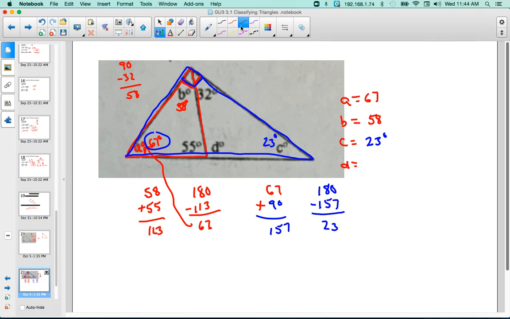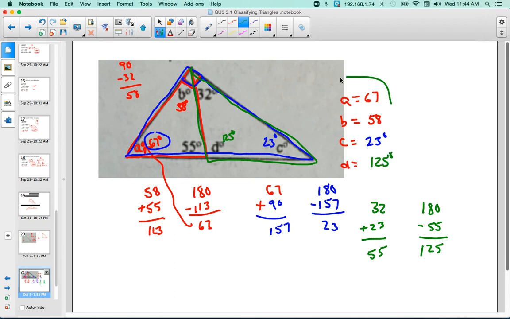Now, one more shift. We're going to look at just this triangle here on the right. We're going to make it green. I know two of the angles, 32 and 23. Add them together, we get 55. If I do 180 minus 55, what was that, 125? That 125 is our D angle. Okay, so we're able to find A, B, C, and D.